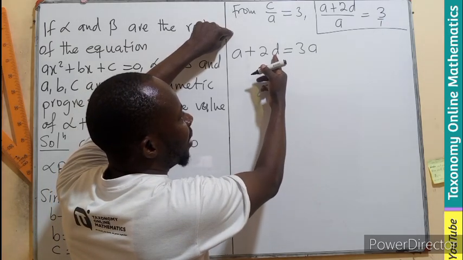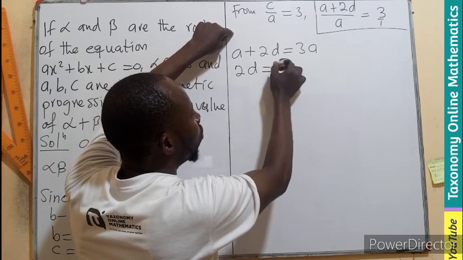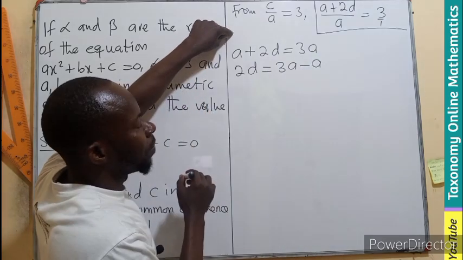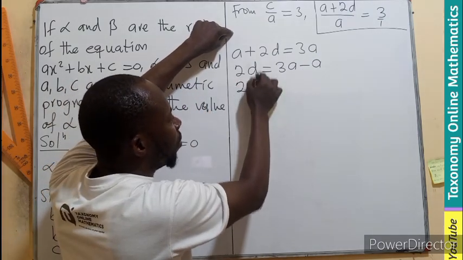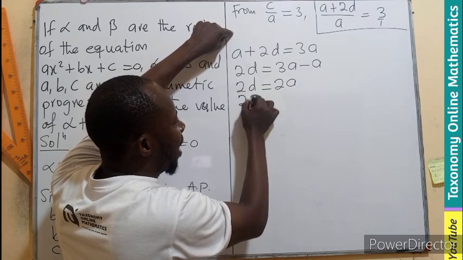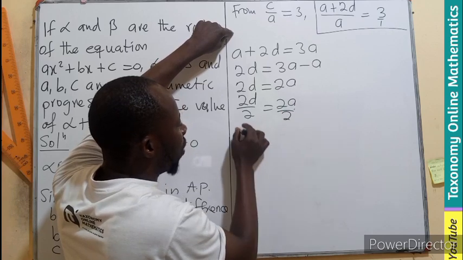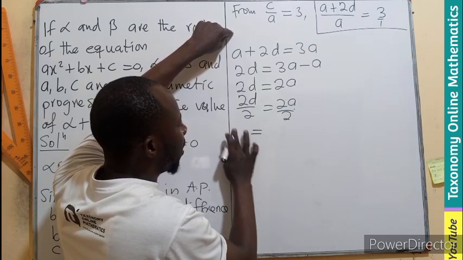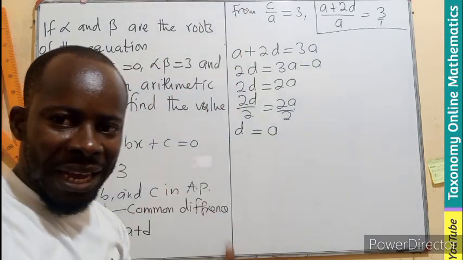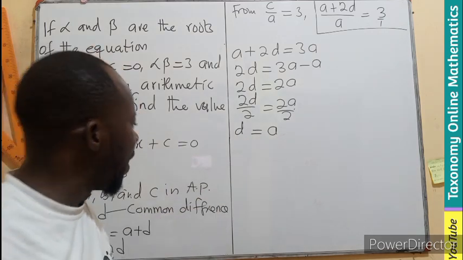Then what next? I can make d the subject by having 2d equals 3a minus a, right? Then your 2d will be nothing but 2a. That means if I divide by 2, I should have my d equals what? a. Which means a is the same as d. So I have this value for a.